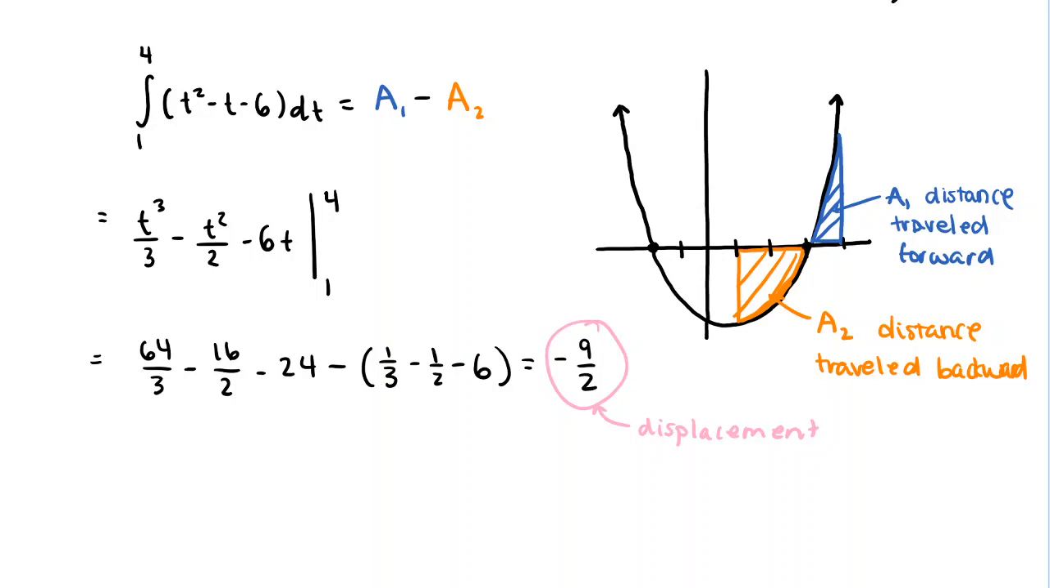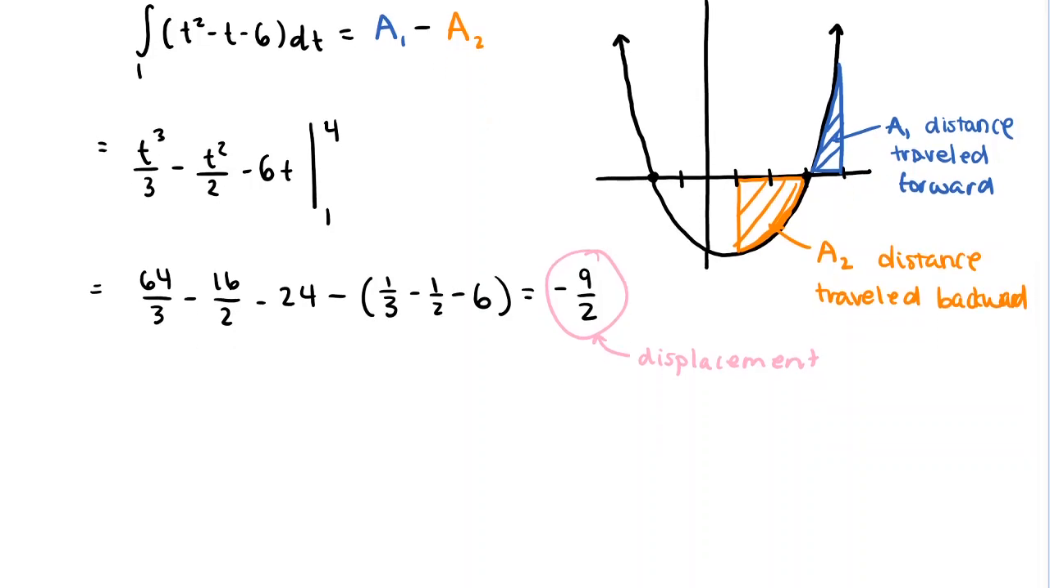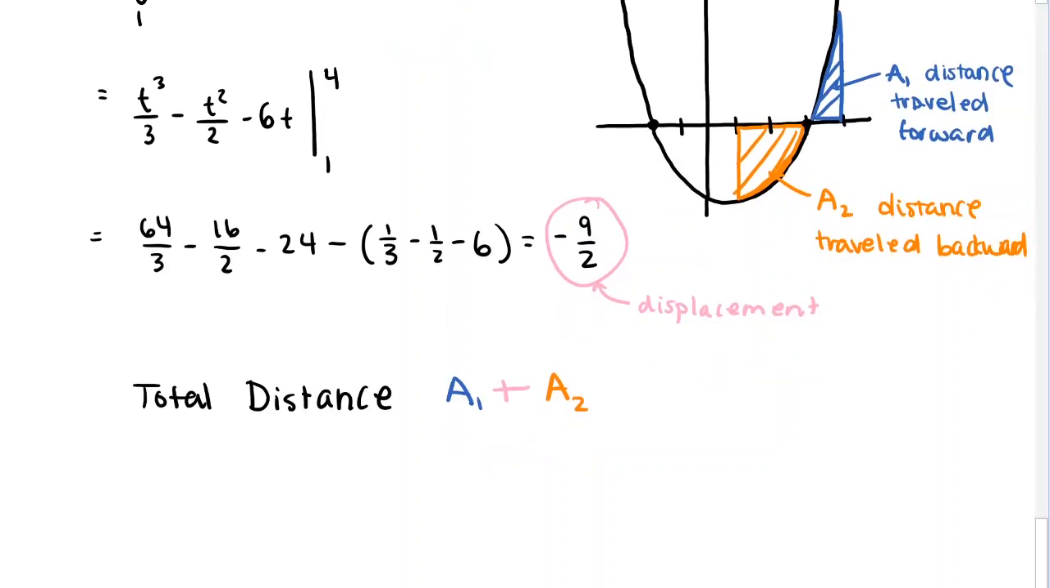Okay, well, how would we find the total distance traveled? Well, we wouldn't end up subtracting off A2. We'd want to add on that distance traveled backwards to our total distance. And so here, the total distance is really A1 plus A2. Right, so if we were to count A2 as negative area, one way you can interpret adding it on is to subtract off negative A2. So that might sound a little confusing, but you'll see what I mean in a moment.